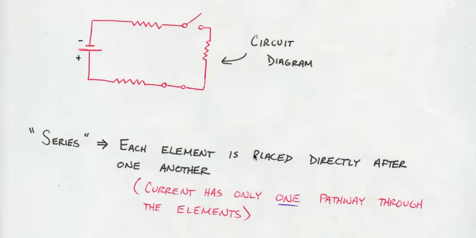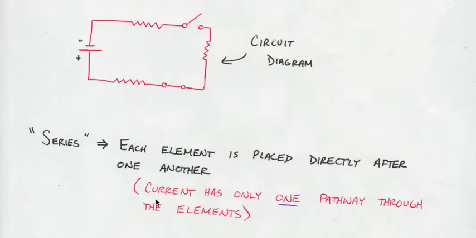Now, the word series itself just means, much like a movie series, where each one comes after the other. So you kind of need to watch the first movie to get the second one, and so on and so forth. Series just means each element is placed directly after one another. So in this case, this is a series circuit because I have one element placed after the other, placed after the other, placed after the other, and so on.